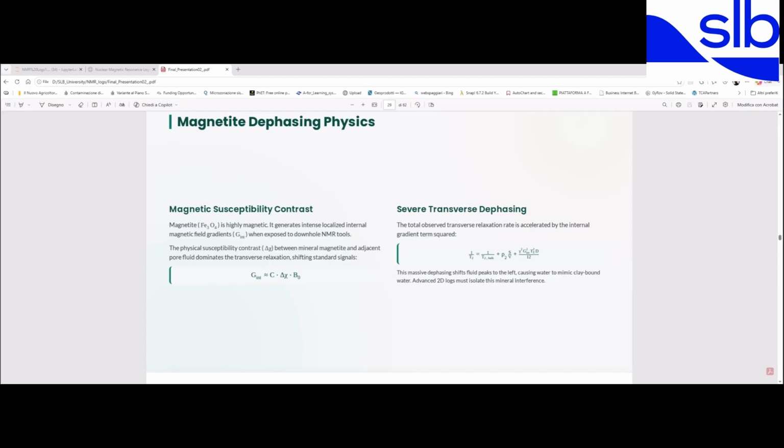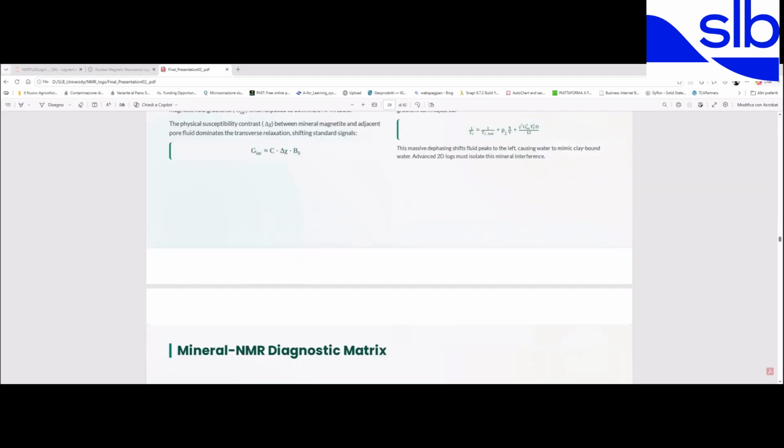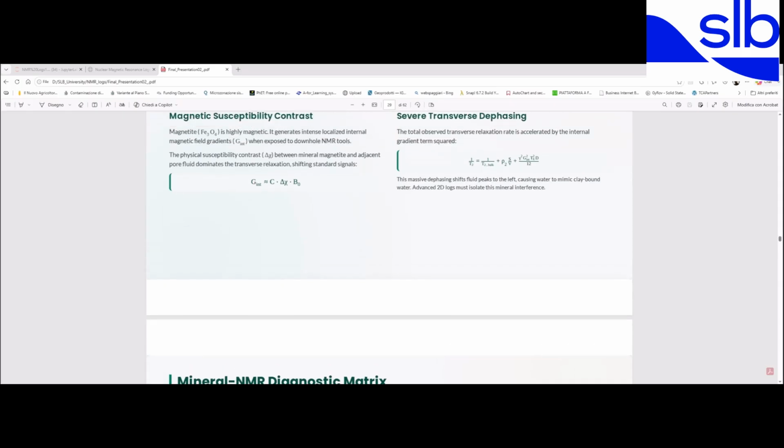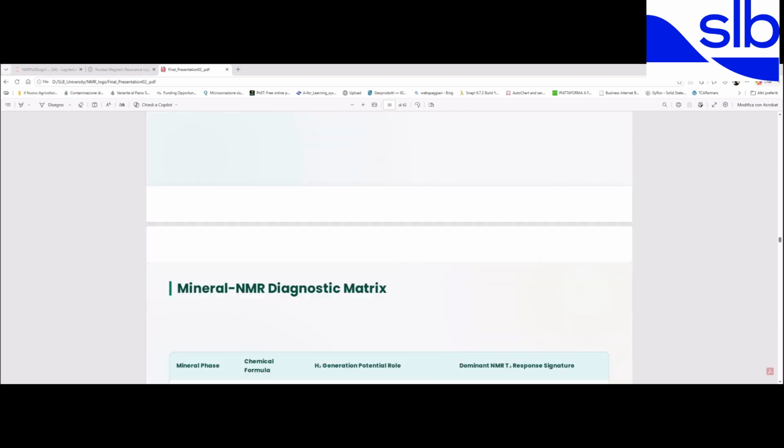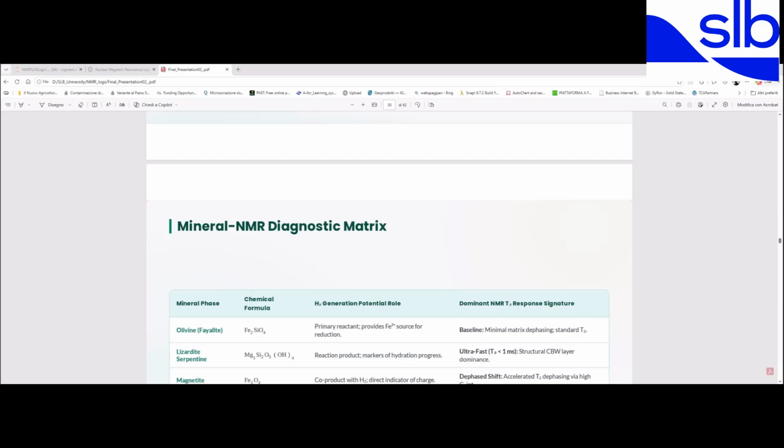So the physical interaction between mineral magnetite and adjacent pore fluid is dominated by the transverse relaxation. We have several transverse dephasing mechanisms. The total observed transverse relaxation rate is accelerated by the internal gradient term. So the advance in the logs must isolate this mineral interface. So you need to isolate the signal of magnetite, because magnetite totally distorts the real value.